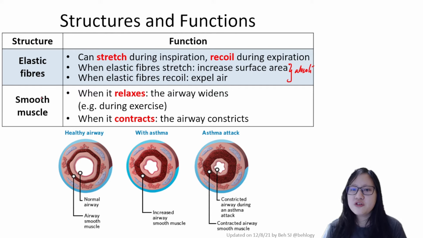Now, how about the smooth muscle? Smooth muscle relaxes and contracts as muscles do, and this plays a part in widening the airway. So when it relaxes, the airway widens, allowing a higher volume of air to flow through.